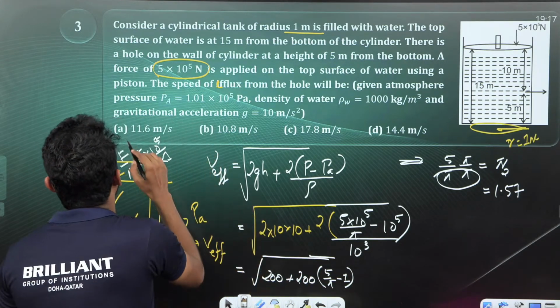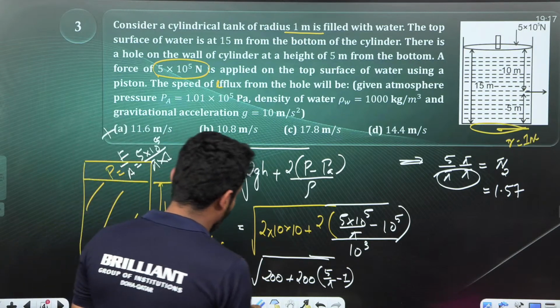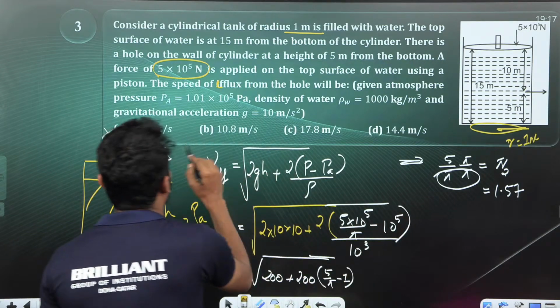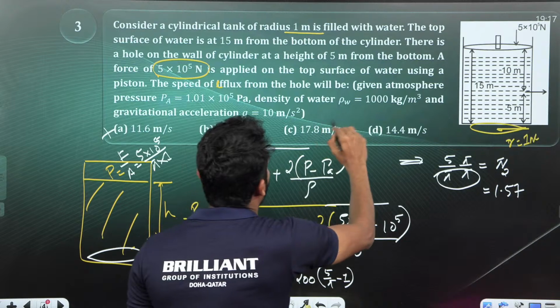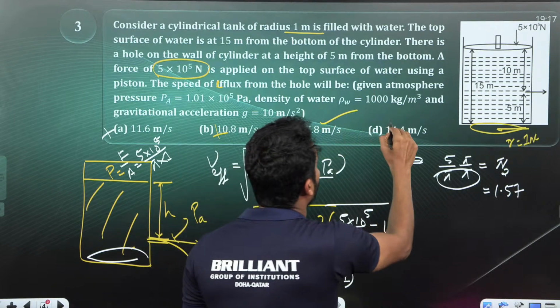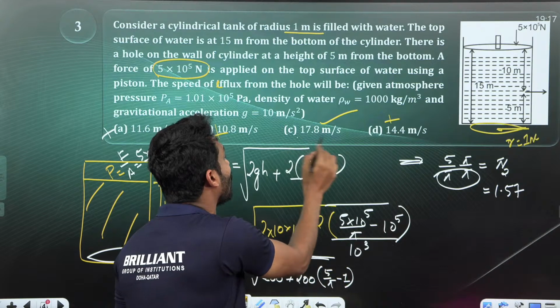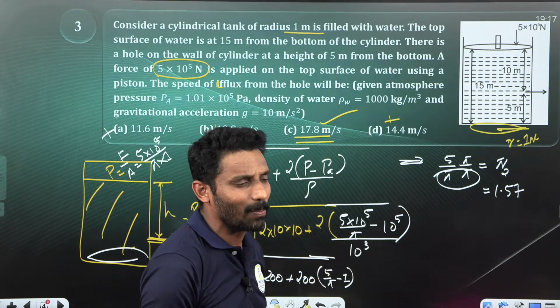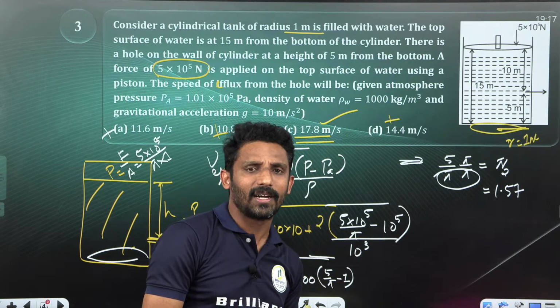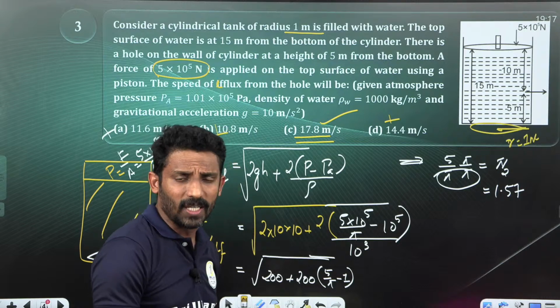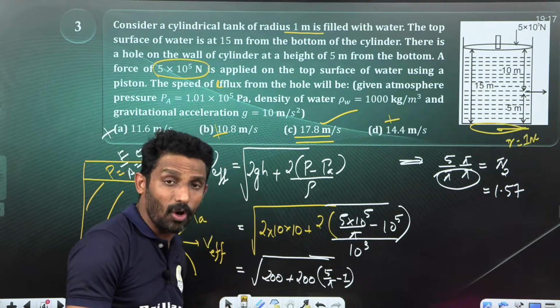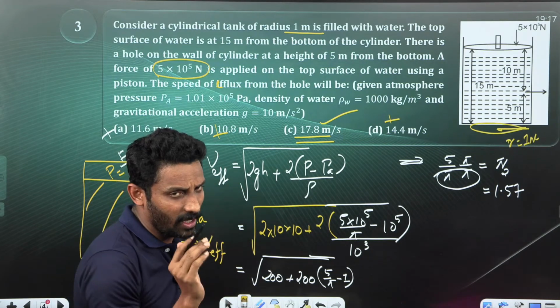The root of 300 value is not 11.6. That is not the case. 10 point is not the case. 17 point is the possible value. 14.4 is not the root of 300 plus value. So the answer is 17.8 meter per second. It's very easily understood. By applying Bernoulli's theorem, we obtain the equation of efflux, the velocity of efflux.